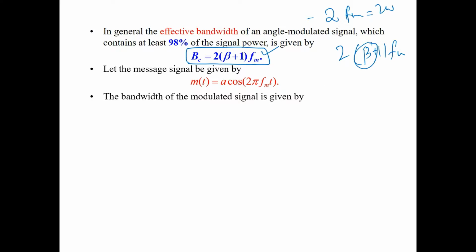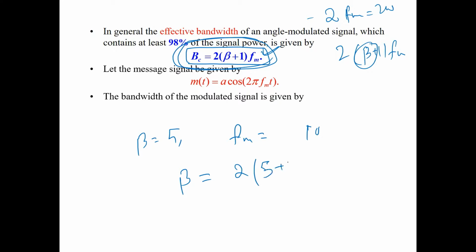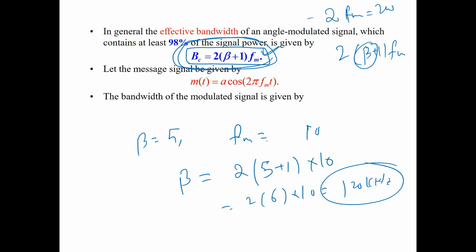So this is the typical formula for calculating the bandwidth of your FM or AM modulated signal. For example, let's assume beta is 5 and my message frequency fm is, let's say, 10 kilohertz. Then my bandwidth will be 5 plus 1 into 10, or 2 into 6 into 10, or 120 kilohertz. So the bandwidth for the FM modulated signal will be 120 kilohertz.